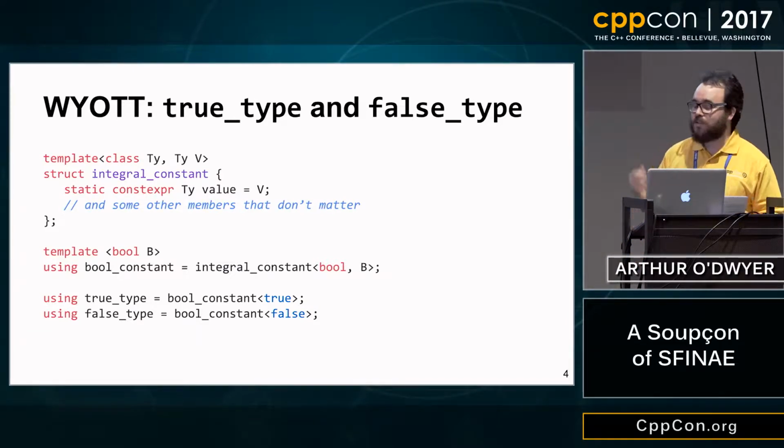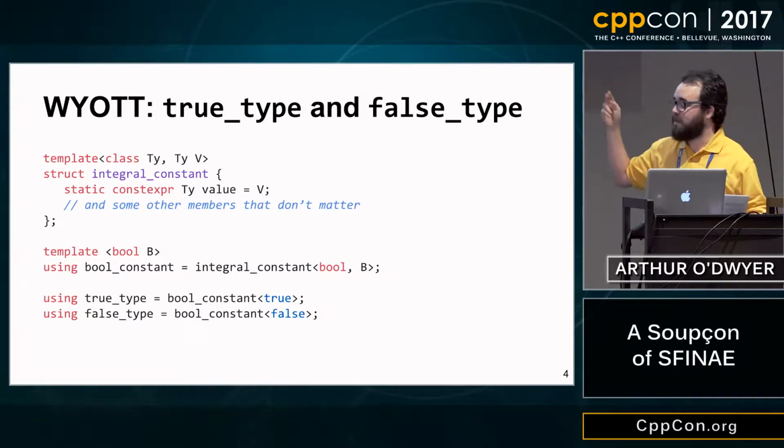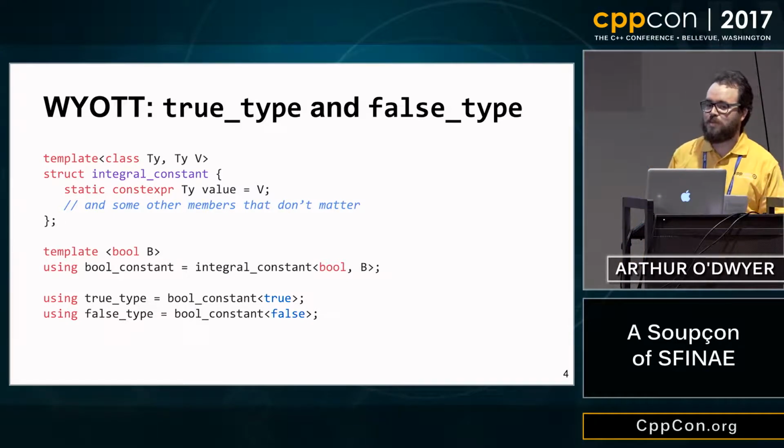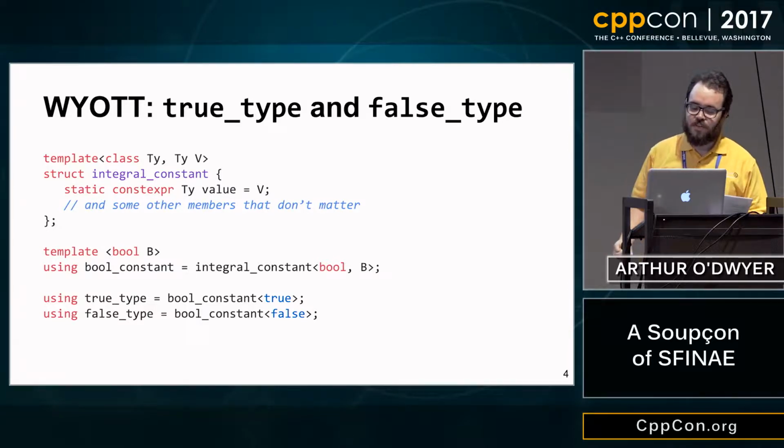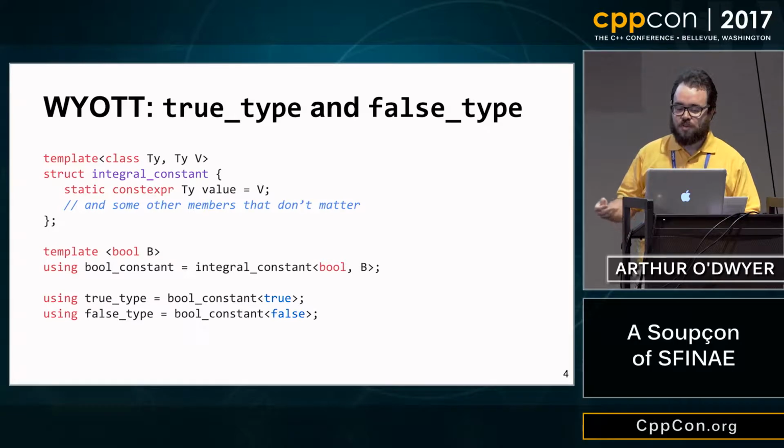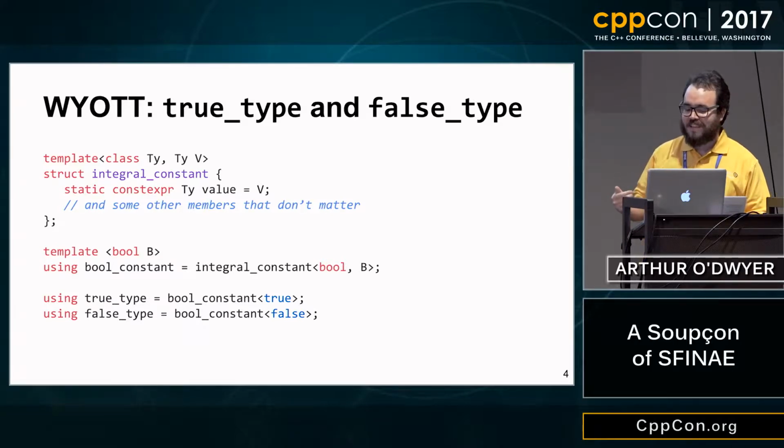bool_constant is just an integral_constant of some bool value, and in particular, we have two of those that are particularly interesting because there are only two values of type bool, true and false. So I can make a bool_constant, which, remember, is now a specific class. It's a particular class belonging to this class template, whose value is true, and one whose value is false. And I'm going to call those true_type and false_type.